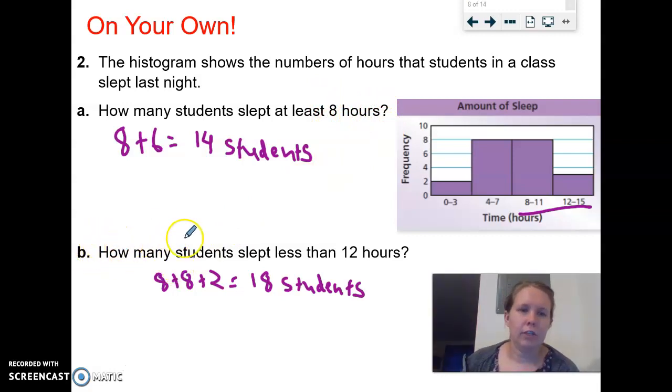Then the next question is how many students slept less than 12 hours? I don't know who's always getting 12 hours on a night before school. That seems kind of crazy. Maybe it was over the weekend. That's when I can get 12 hours.